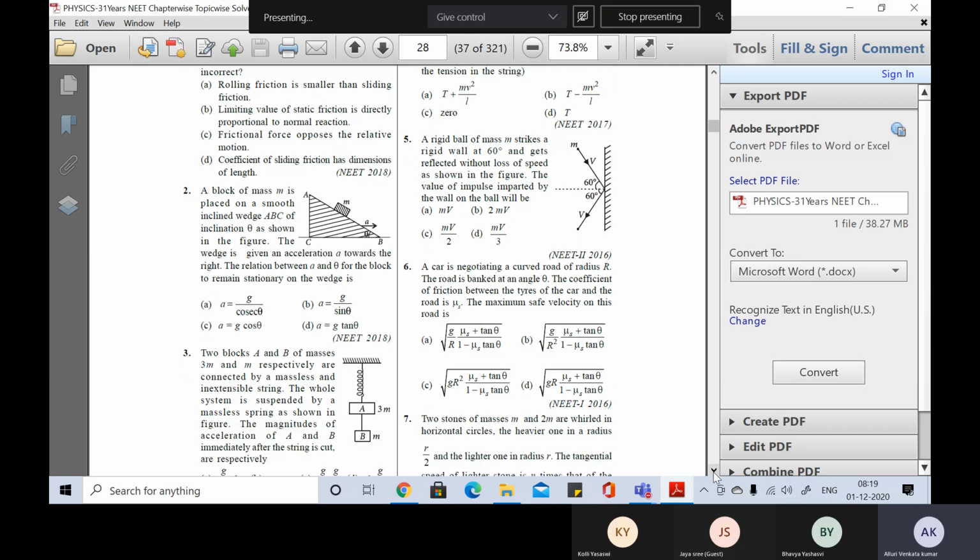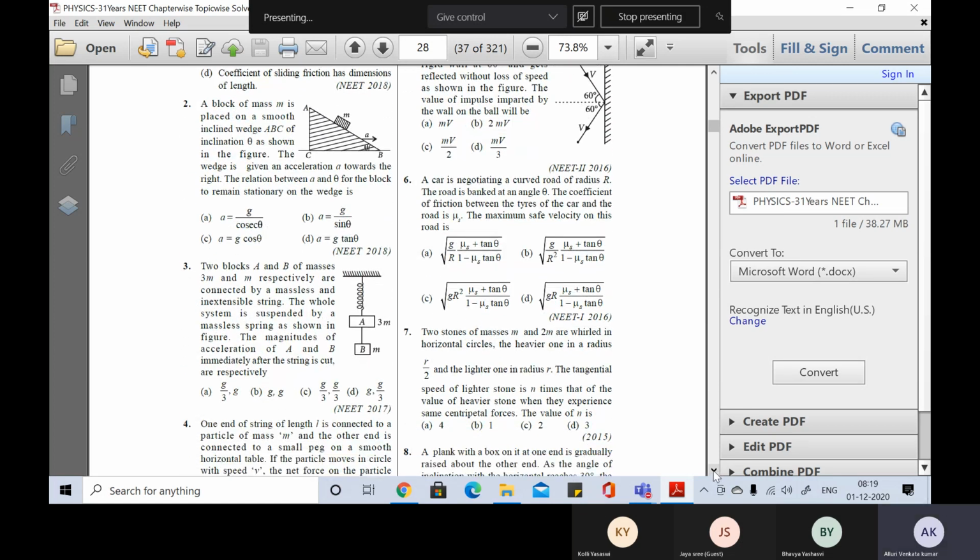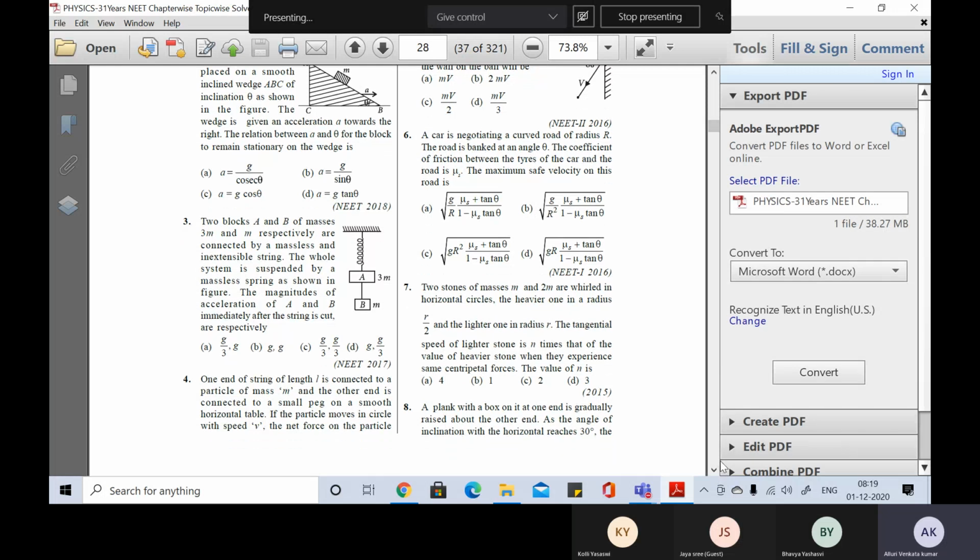Okay, so now question number 3. Two blocks A and B of masses 3m and m respectively are connected by a massless and inextensible string. The whole system is suspended by a massless spring as shown in the figure. The magnitudes of acceleration of A and B immediately after the string is cut are respectively. Please do it.